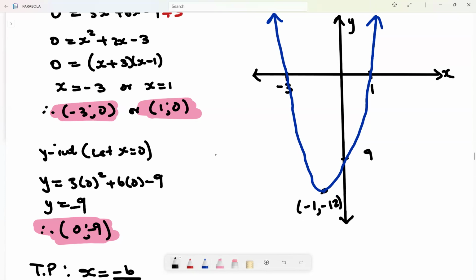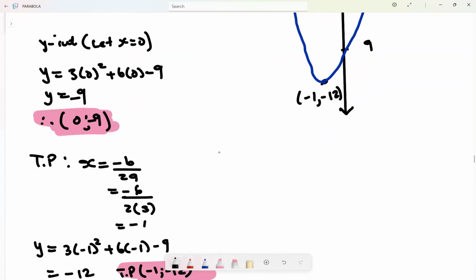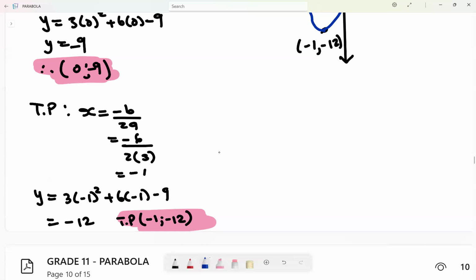And remember, this is just the axis of symmetry. This is also how you find the axis of symmetry. Remember, the axis of symmetry is the same as the x coordinate of the turning point.